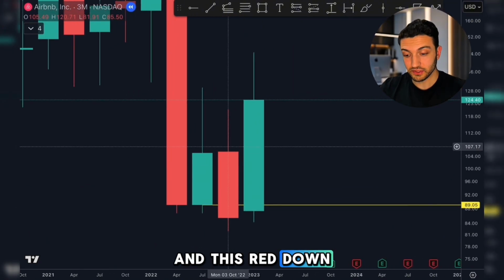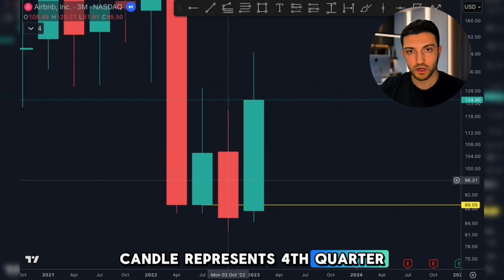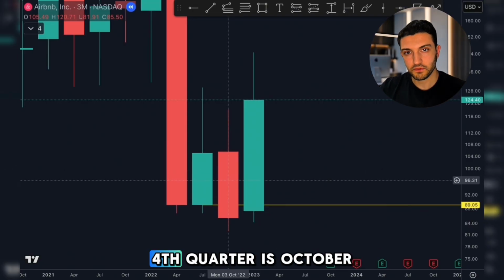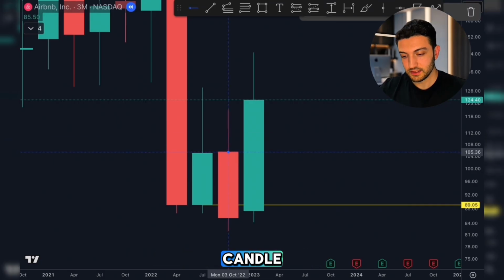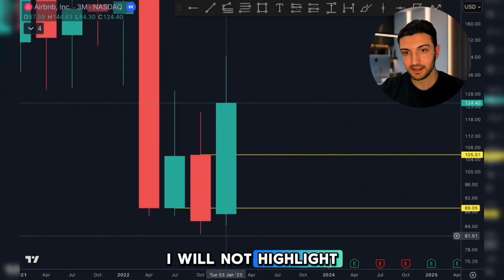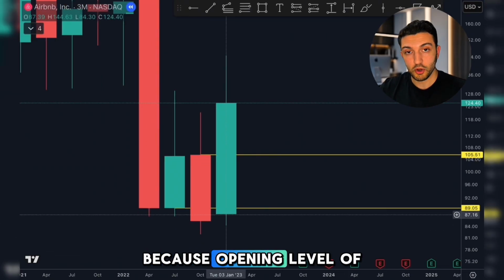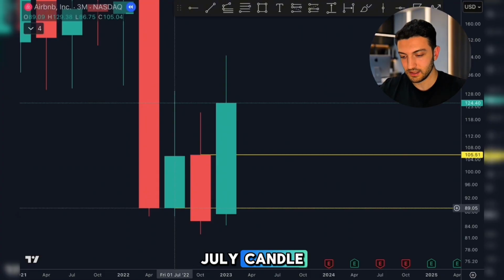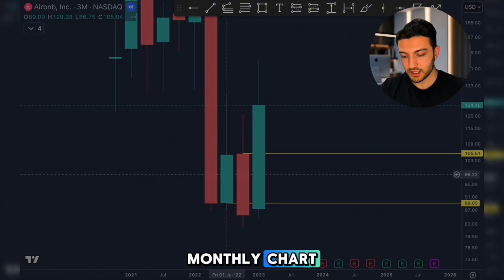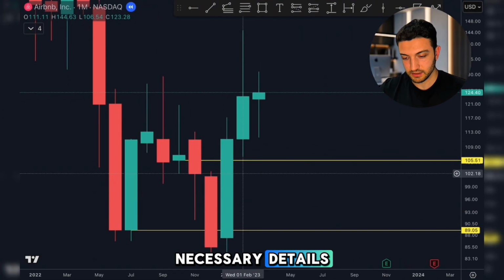And this red down candle represents the fourth quarter, and the starting of the fourth quarter is the month of October. Since it is a down candle, the opening level of this candle is right here. I will not highlight the January candle because the opening level of this January is very close to the July candle. So now we will go to the monthly chart and see all the necessary details.